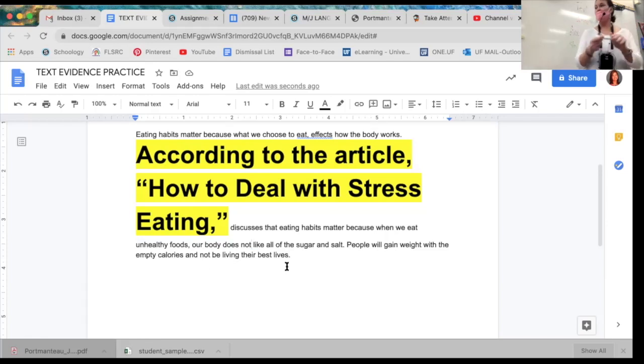So here, for step 1, answer the question. Step 2, write this down. Text evidence. Step 2, text evidence. Step 1, answer the question. Step 2, use your text evidence. Step 3, explain your evidence.